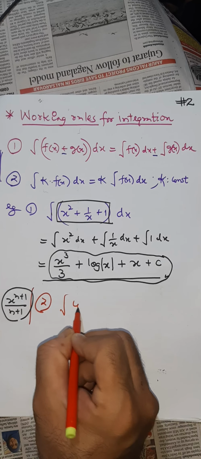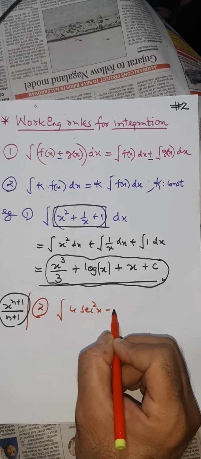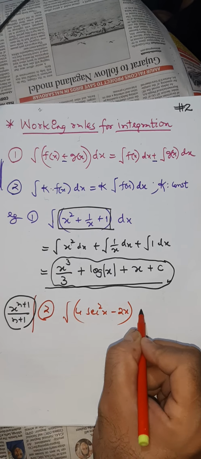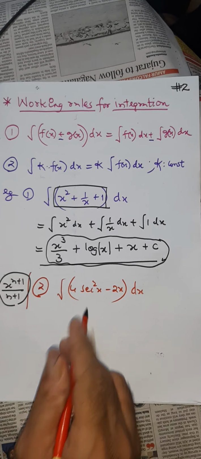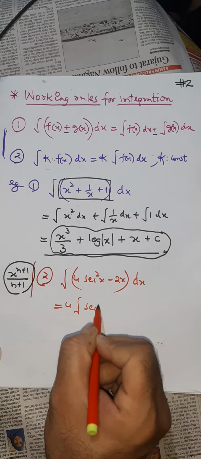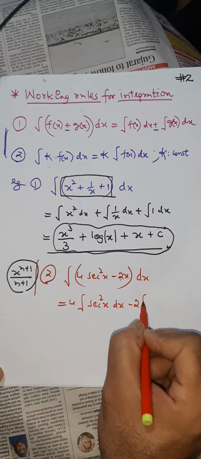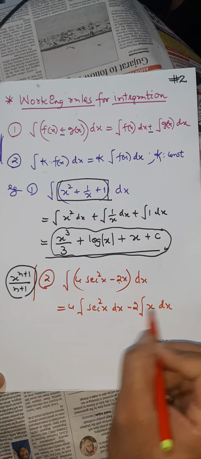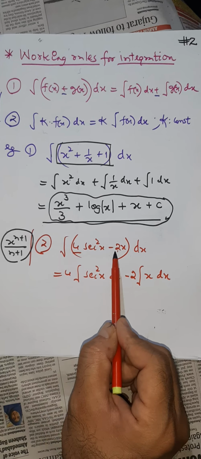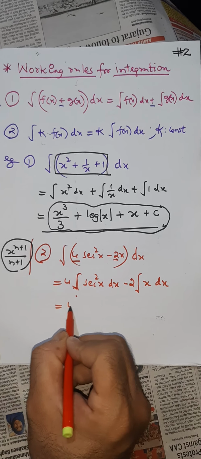Suppose I have 4 sec square x minus 2x. So two functions, 4 being constant, you can keep it outside, 4 sec square x minus 2 being constant outside, integral of just x. Both rules have been used. Your minus, so integral sign inside, 4 and 2 both were constant, so I have taken both outside the integral. 4 as it is.